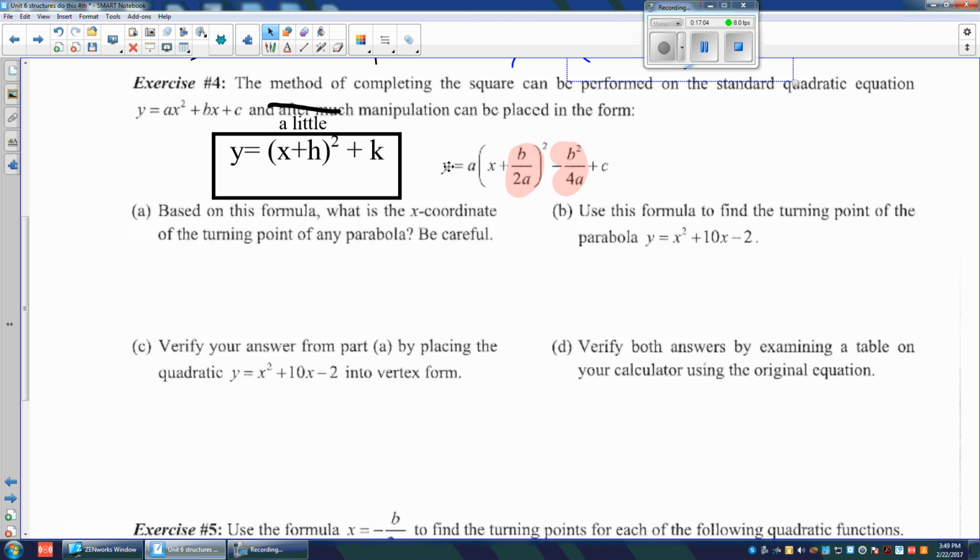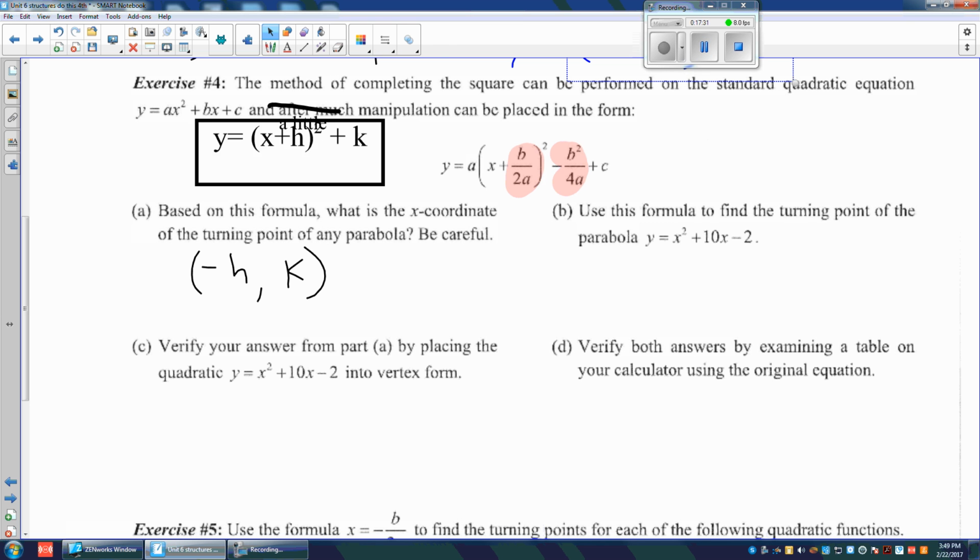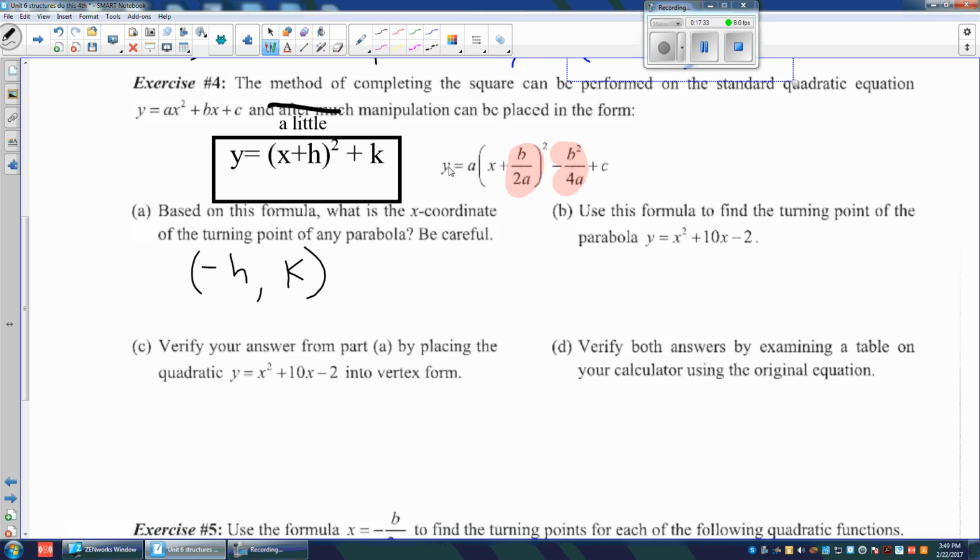Okay, so based on this formula, my formula, what's the x-coordinate of the turning point of any parabola? Be careful. I said it's going to be the opposite of h. So that's positive h, so it's going to be negative h. And it's going to be the same as the k number. Slam dunk. Use this formula, well, okay, it's really not mine, but the one that I use all the time, to find the turning point of that one.